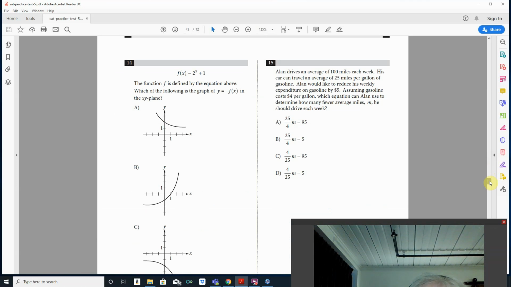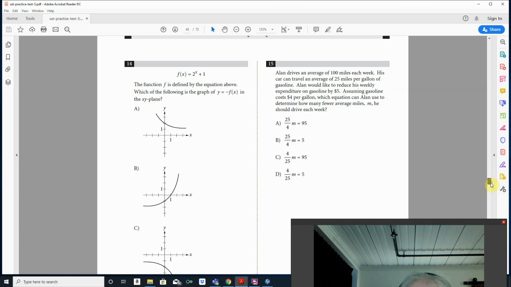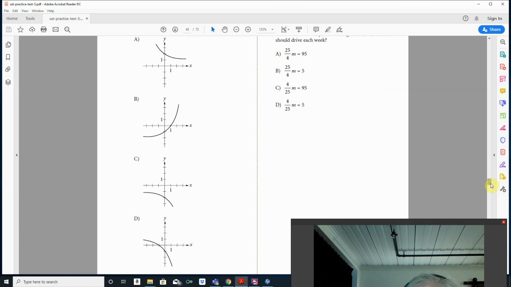Okay, 2 to the x plus 1. Okay, 2 to the x is going to increase rather rapidly. 2 to the 1 is 2. So negative f of x has to go down really quickly. So 1 should be negative 2. So yeah, the only one it can possibly be is D. Because it has to be negative 2 at 1. Okay, like that.